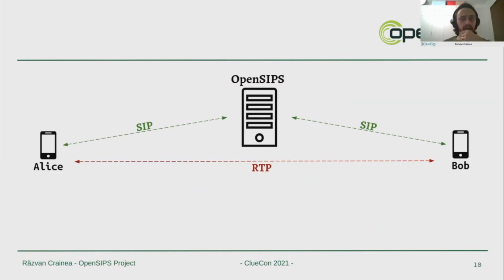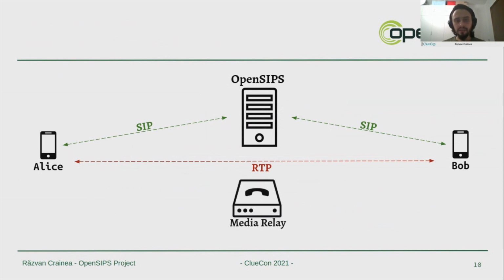What the media relay is used for, so imagine here we have Alice and Bob that are trying to talk to each other. They use OpenSIPS in order to find each other, in order for Alice to know where Bob is and the other way around. And since OpenSIPS is not handling media, it's only handling SIP, you notice that the RTP goes directly between Alice and Bob.